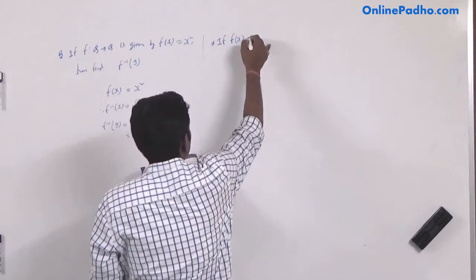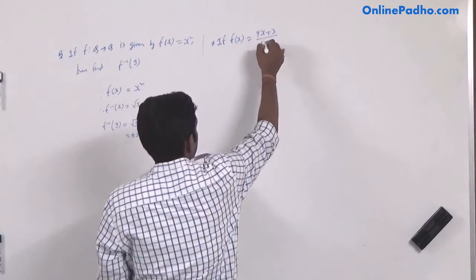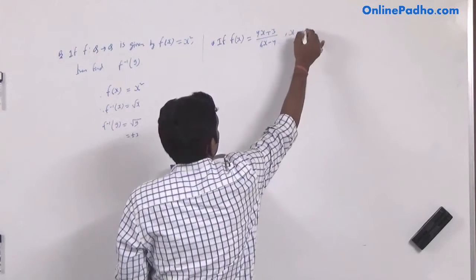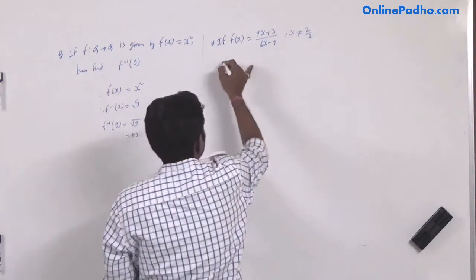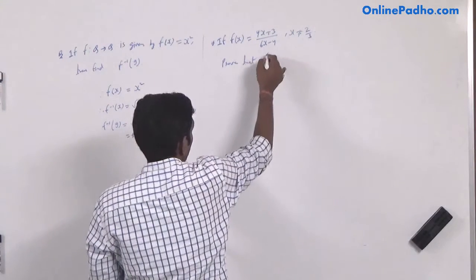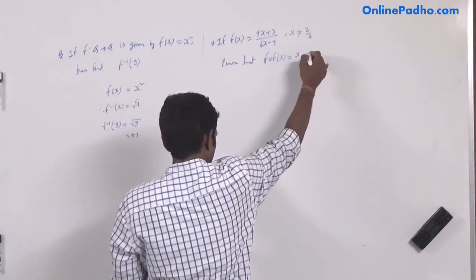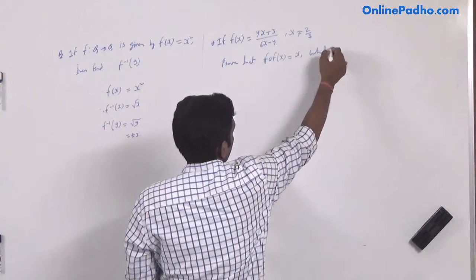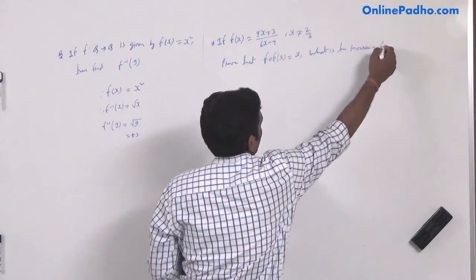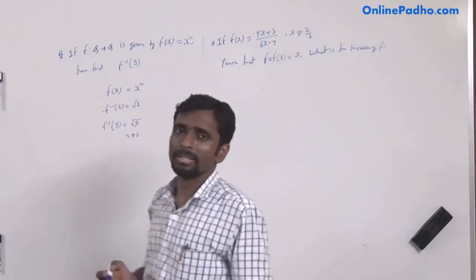If f(x) = (4x + 3) divided by (6x - 4), where x is not equal to 2 by 3, prove that f of f(x) equals x. What is the inverse of f? Very simple question.